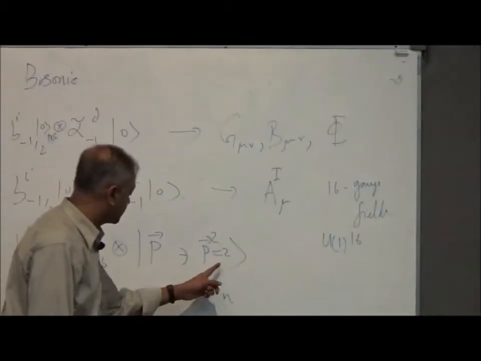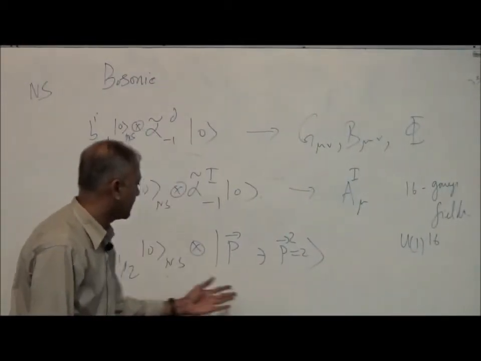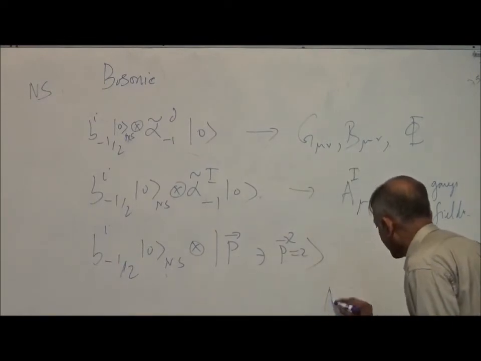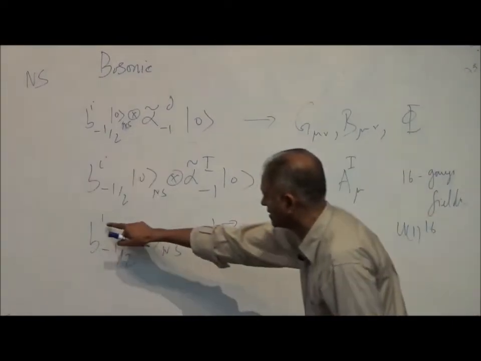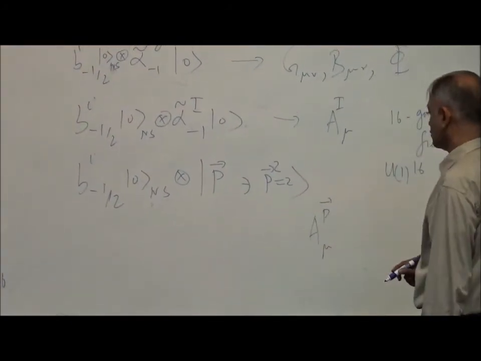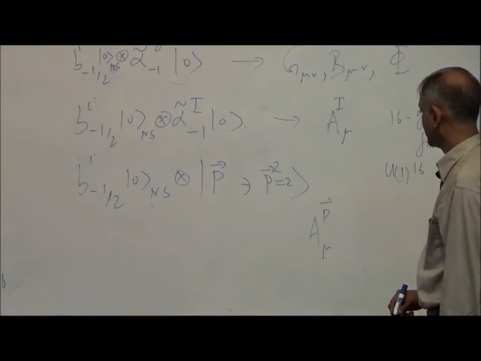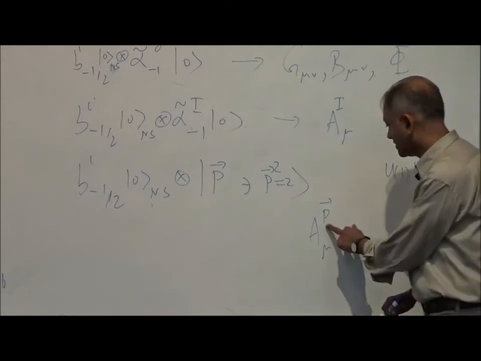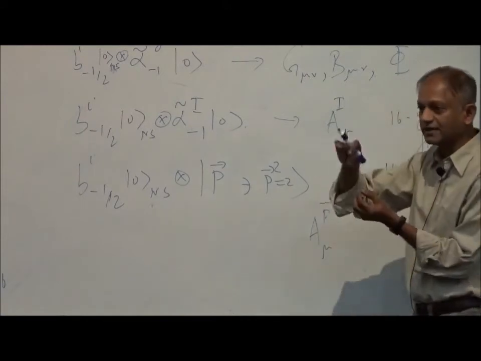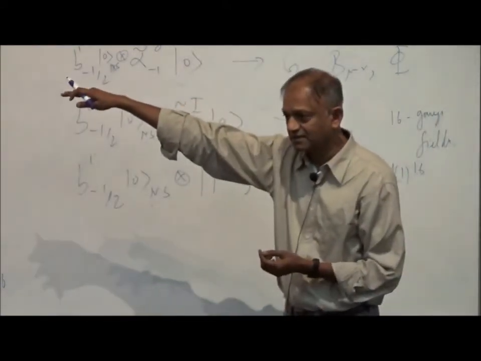Now, what about these states? If such lattice vectors exist, then again we'll find vectors, because this is again a vector. A_P^μ, I label it like that. So these are again gauge fields. But these gauge fields are carrying momenta. This P has momenta along the different capital I directions, right?